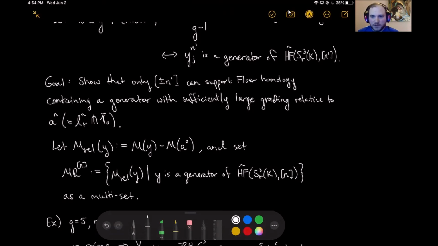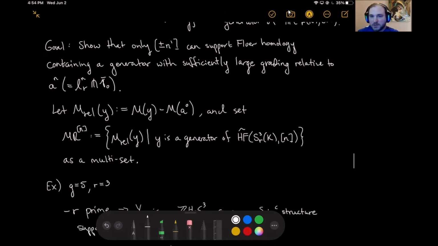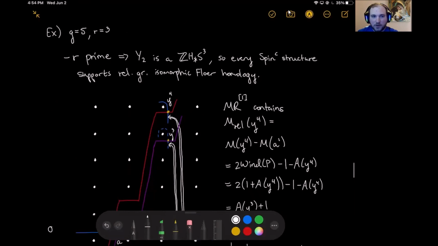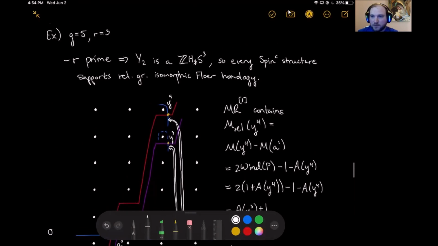We'll have our base generator, everything that we're computing relative to, be the generator with the essential curve, the horizontal one. And we'll define M_rel of y to be its Maslov grading relative to this base generator. And then M_rel N, this multi-set, to be the set of all of these relative gradings in a given spin C structure. Way easier to see in an example, so we'll just go right to it. Suppose genus 5, the surgery slope is 3. In this case, we know that we have a figure eight at height 4.